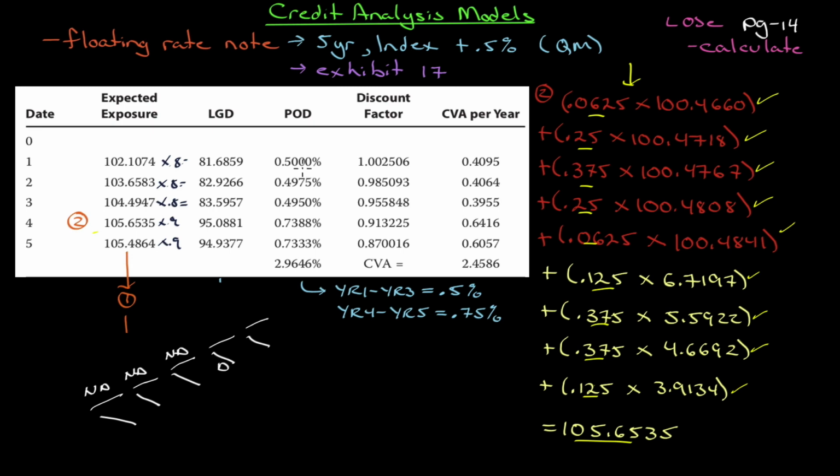Well, if it's 0.5 for the first 3 years, and then it goes to 0.75 to get the value 0.7388, it would be 0.995 multiplied by 0.995 multiplied by 0.995, 1, 2, 3, and then multiplied by 0.75. That's all it is. So this value here clearly is 0.5. This value here is 0.995 multiplied by 0.5.